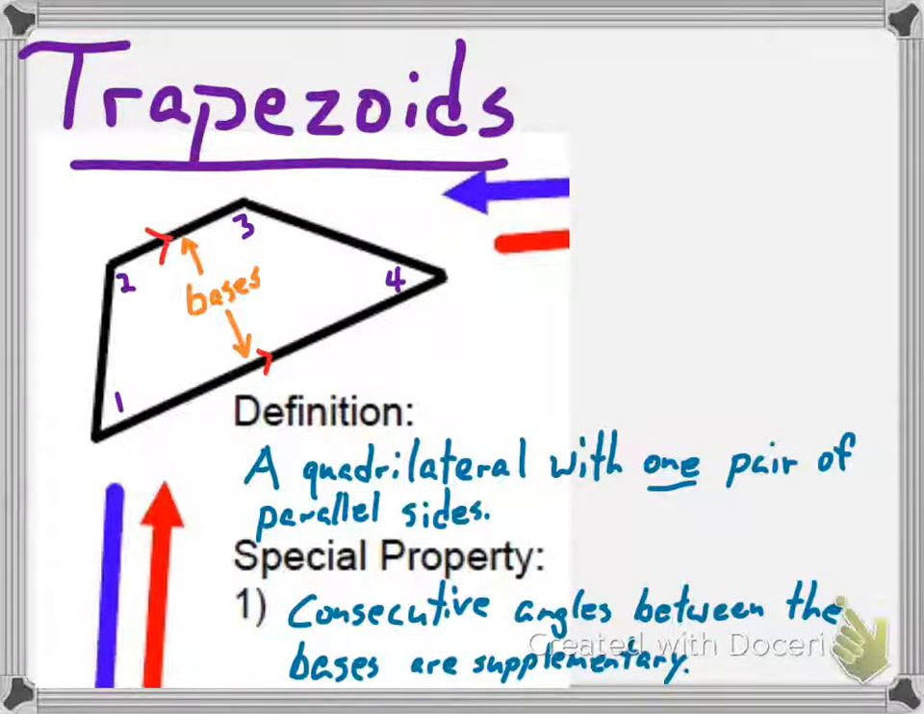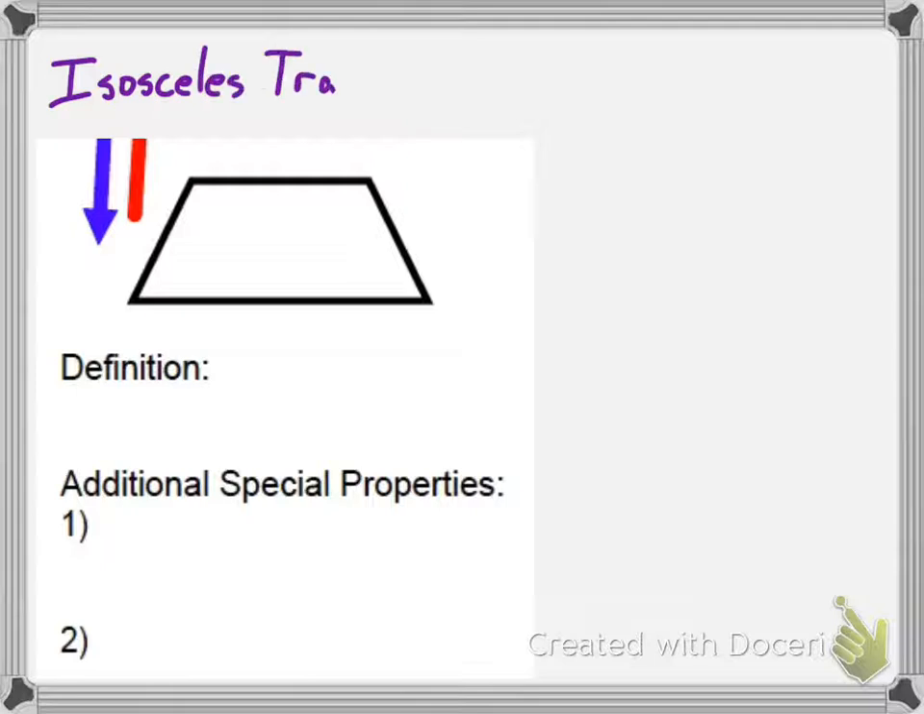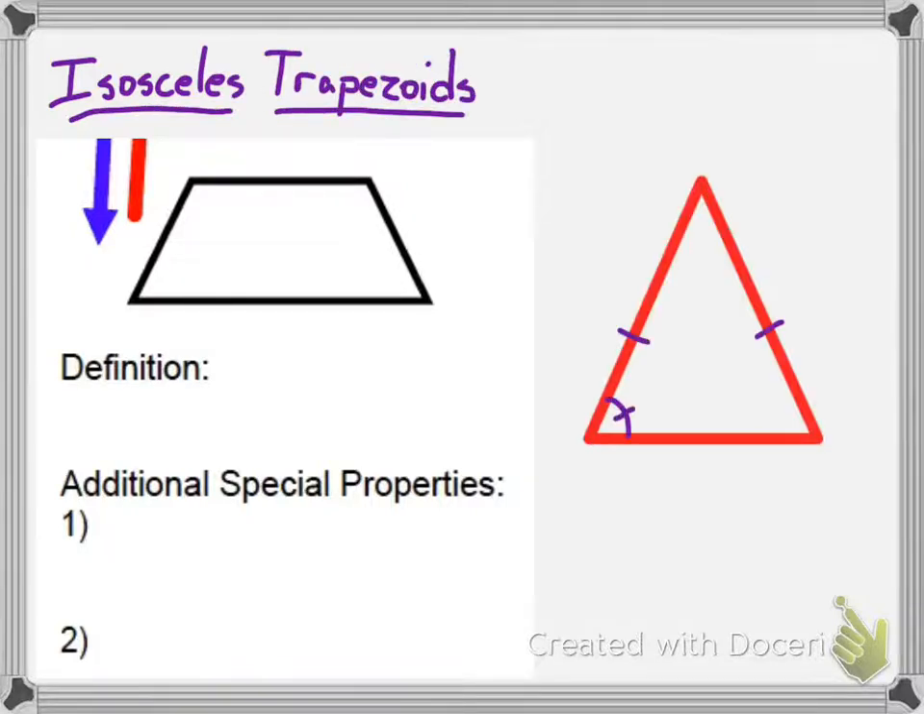Let's take a look at the isosceles trapezoid. So we know what isosceles triangles are, right? An isosceles triangle has one pair of congruent sides, which are known as the legs, and the base angles are congruent. So we have the vertex up here, the base angles, and the legs. So the base angles and the legs are congruent.